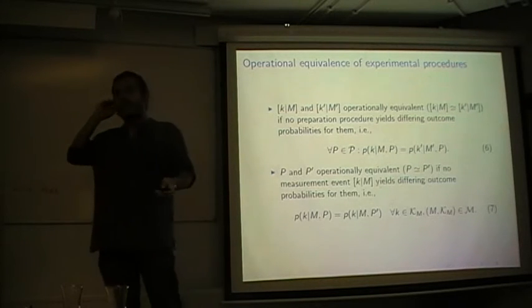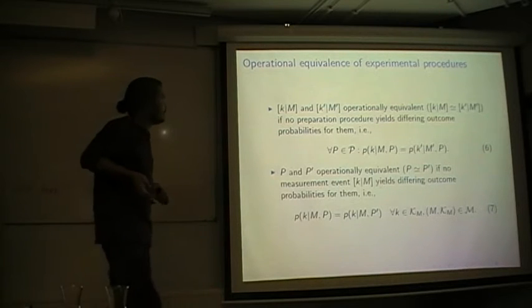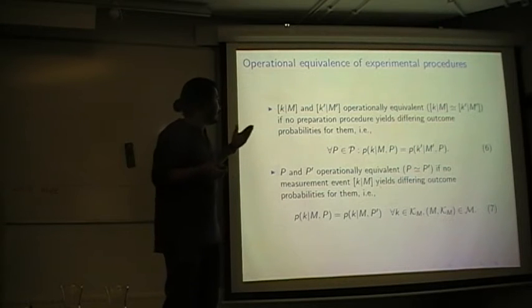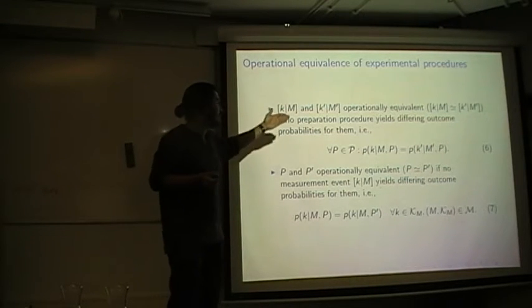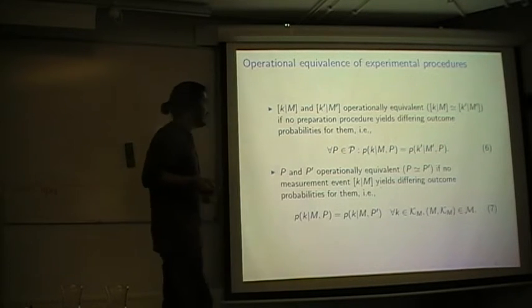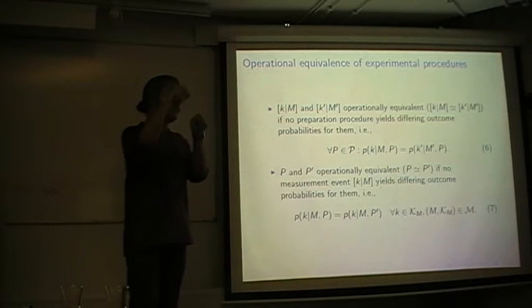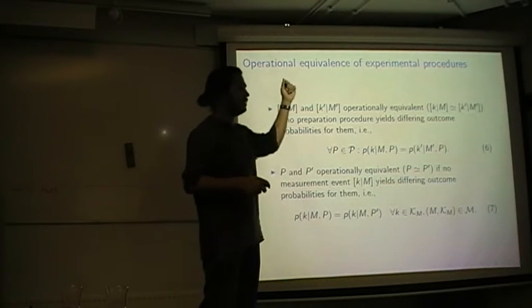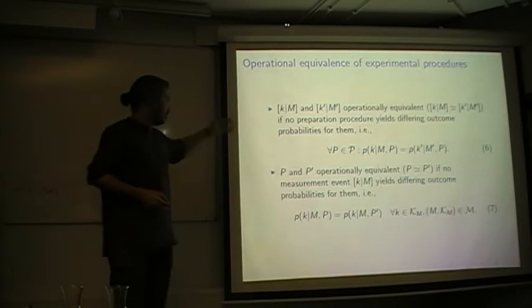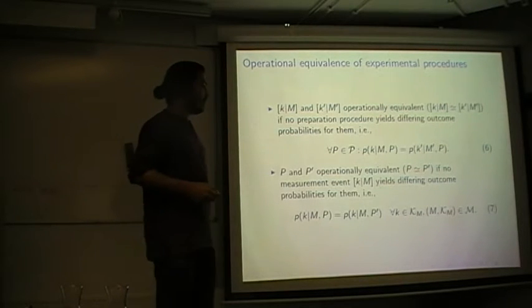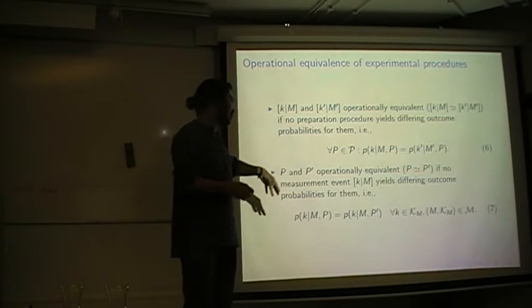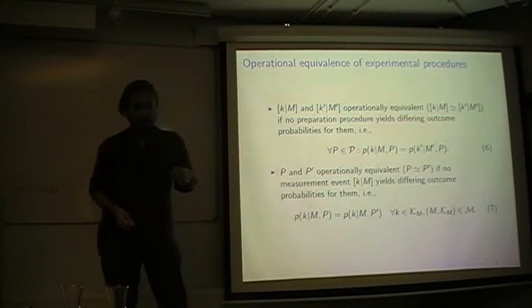So the other notion we need is operational equivalence. When do we say two procedures are operationally equivalent? It's just saying that they're indistinguishable. For example, for measurement events, two events are operationally equivalent if no preparation can tell them apart. If for all preparations they give you identical statistics, that's when you can identify outcomes in two different measurement contexts and say that they're actually the same outcome, that the two measurements share an outcome. Secondly, P and P prime are operationally equivalent. These are two preparations, if and only if all effects give the same probabilities for these preparations.